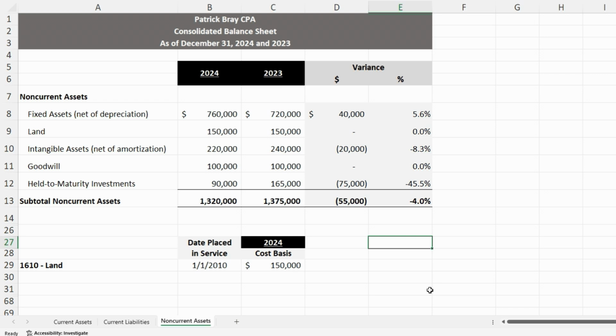Now, land does not get depreciated. Land is booked on your balance sheet at historical cost, and you just leave it alone. You don't adjust it to fair market value. It stays at historical cost. You don't depreciate it. It's land. If you start to depreciate land, you've made a mistake. GAAP does not allow you to depreciate land, nor does tax. Land is land. Leave it at historical cost.